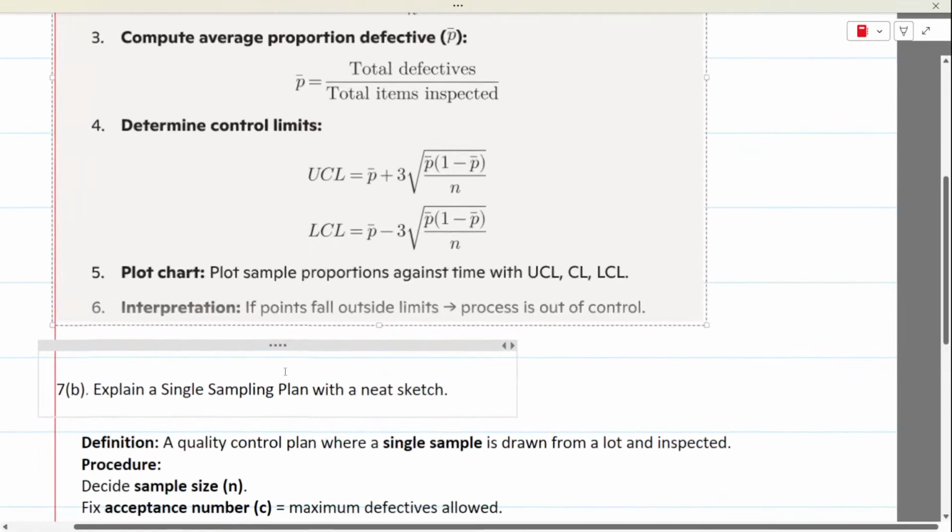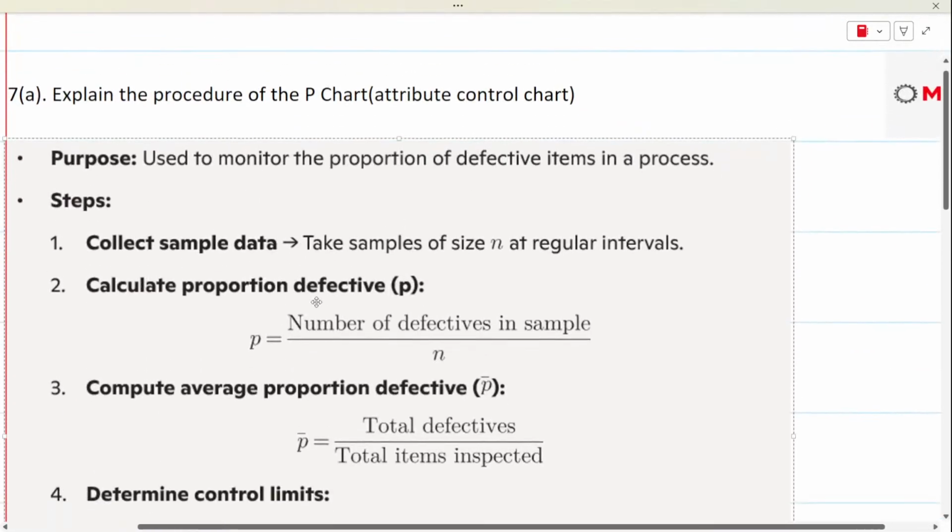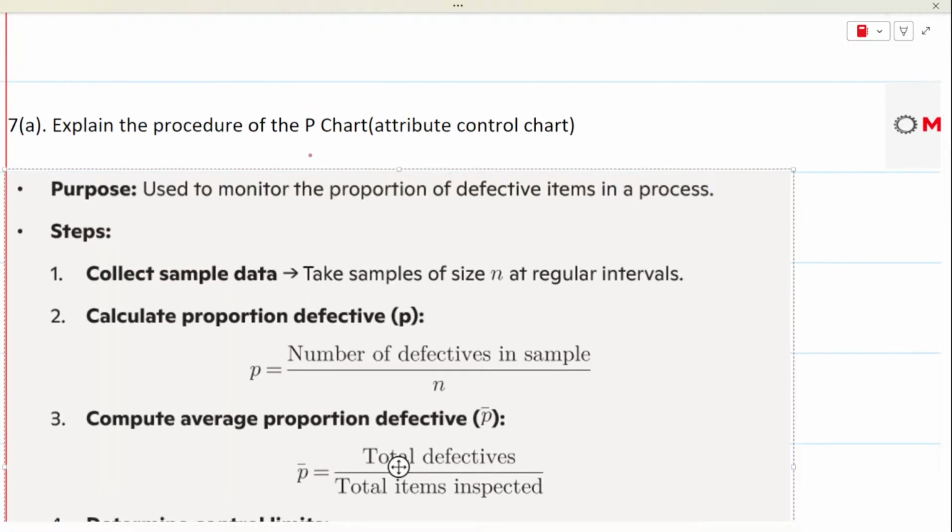Moving to next question, explain the procedure for P chart, that is attribute control chart. So the purpose of P chart is to monitor the proportion of defective items in the process.